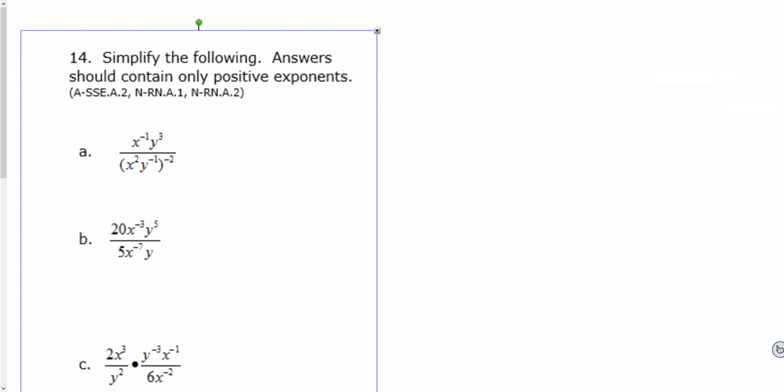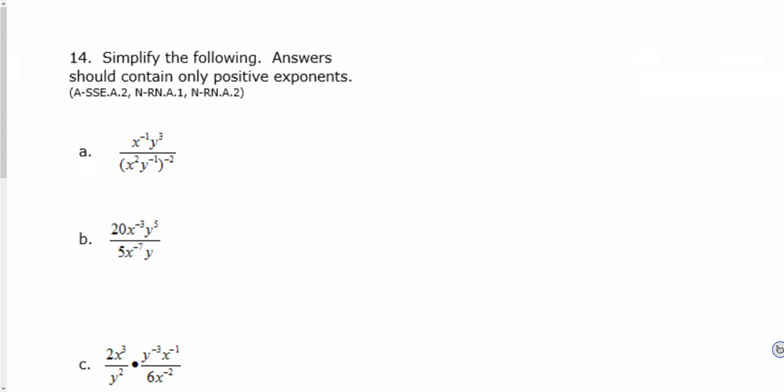Okay, next is all about exponents. So you got to know your exponent rules. There's 3 basic ones. If you see the same letter on the same level, like all on top, that means you add. If you see them on different levels, you subtract. And if you see an exponent on the outside, you multiply.